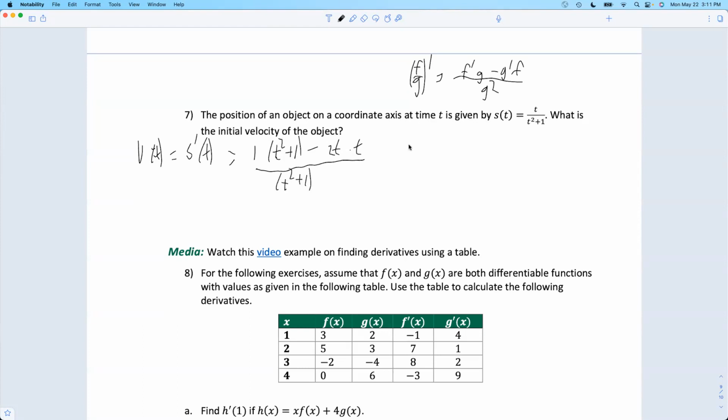And I'm going to go ahead and clean this one up because I'm going to have to plug a value in a minute. So I get t squared plus 1 minus 2t squared all over this. So that'll be, I think, negative t squared plus 1 over t squared plus 1 squared. Nothing will cancel here.